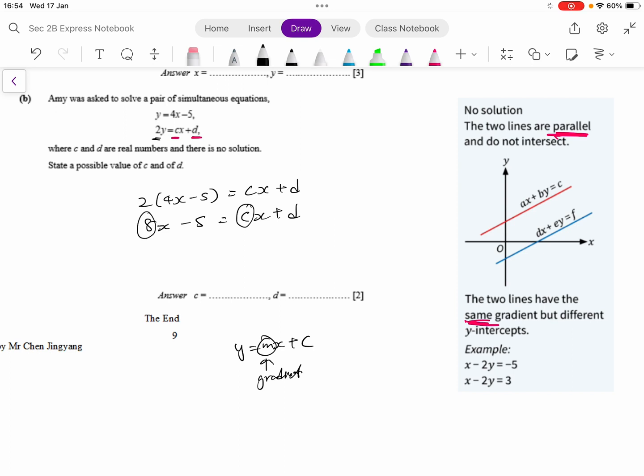So 8 is a possible value of C, because if I have 2y equals 8x plus D and I reduce it to a single y value, I divide by 2 and it will give you 4x, which is the same gradient as here. So these two equations will hence be parallel because the gradient is the same. So your C has to be 8.